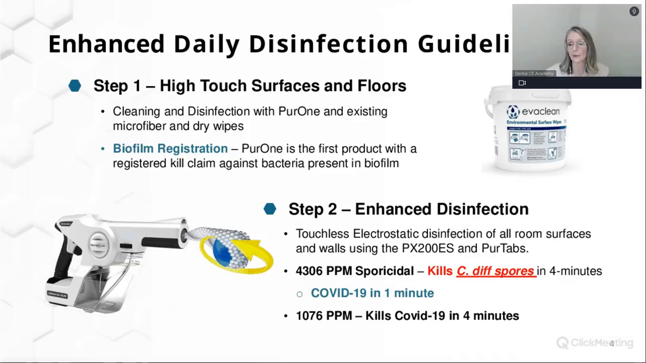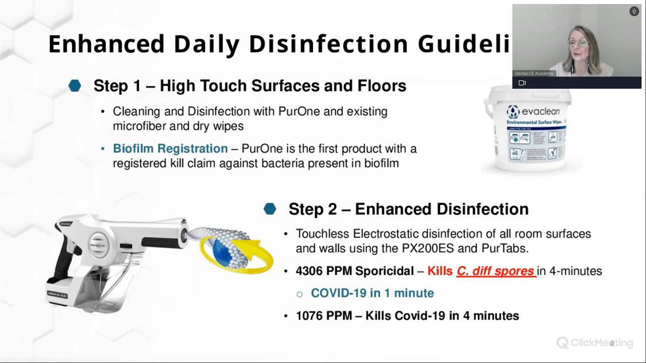So you start with step one, which is cleaning and disinfecting, and that's where the wipes come in, and they're shipped dry. So you're not paying for liquid, and they're giving you free shipping here. So that's a plus. Clean and disinfect, you use the Pure One tablets, and it's Pure Tab here, the Pure Ones, excuse me, is the first product with a registered kill claim against bacteria that present biofilm on your surfaces.